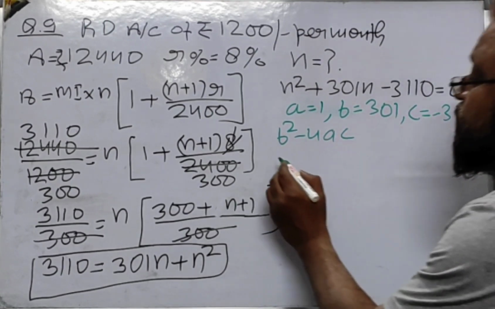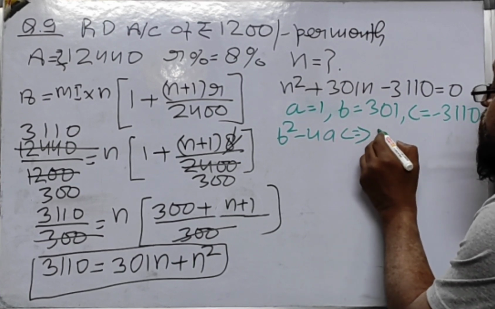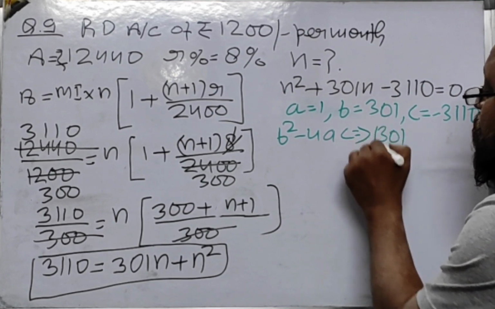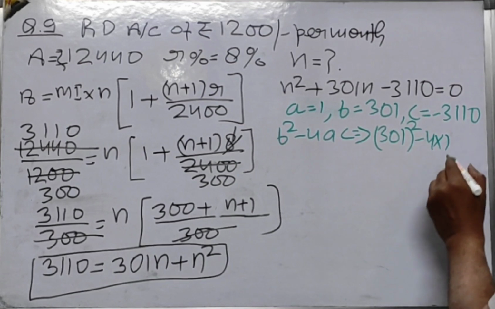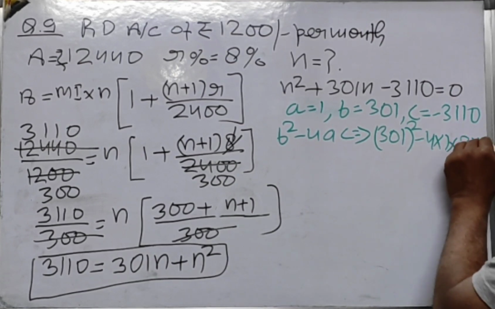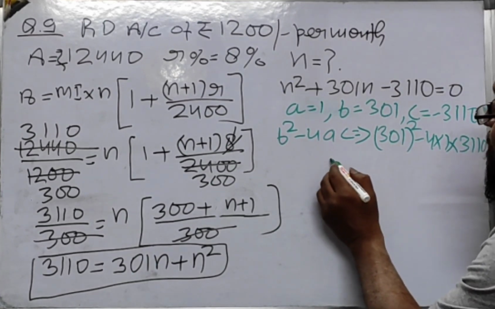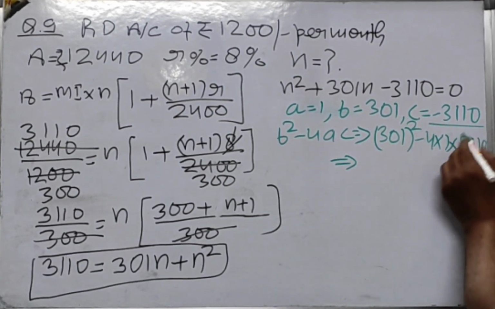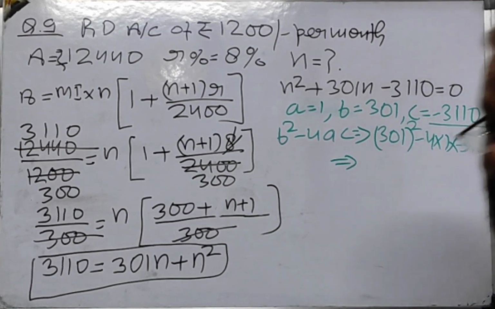Right? So now we put the values here. So it becomes 301 whole square minus 4 into 1 into 3110. Right? Now here it is minus, so here it will be minus. So yeah, right.